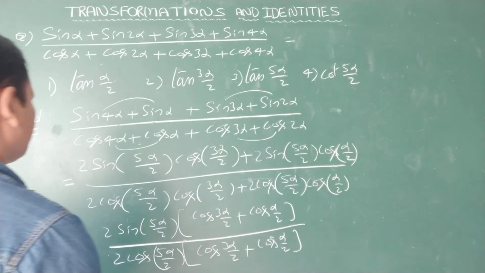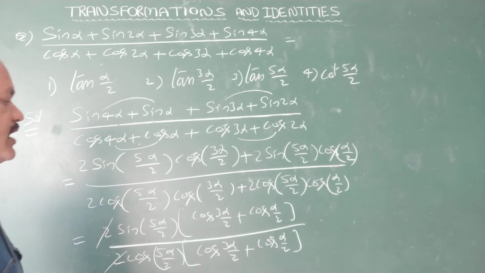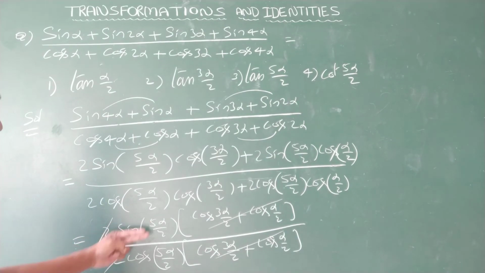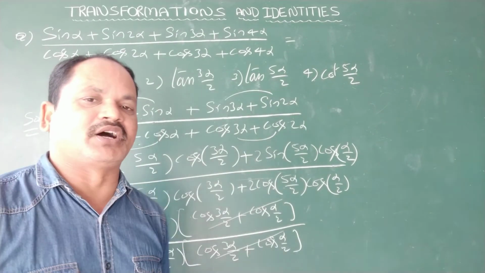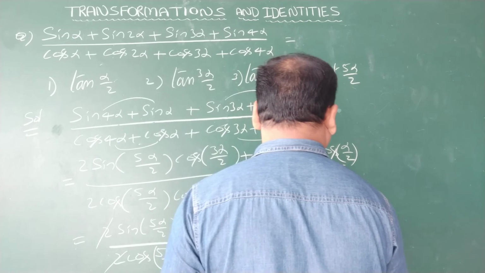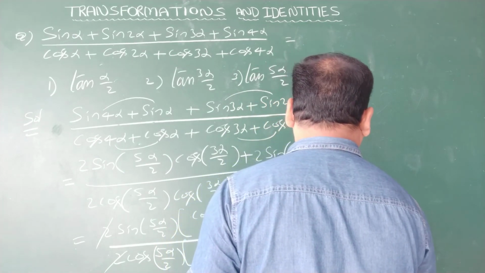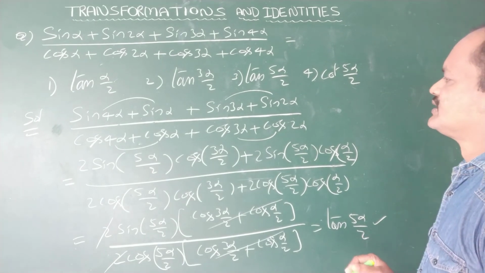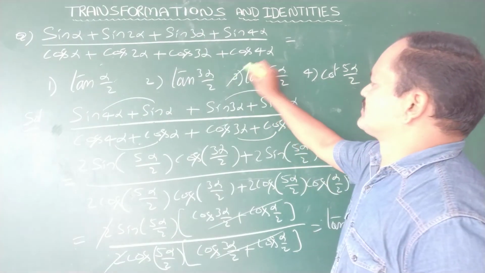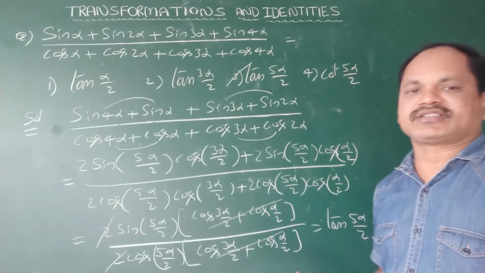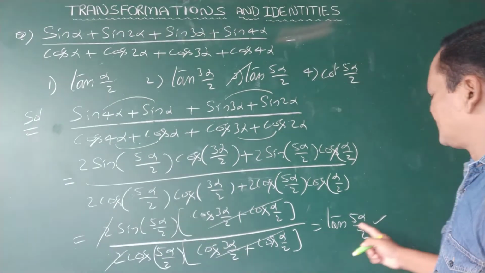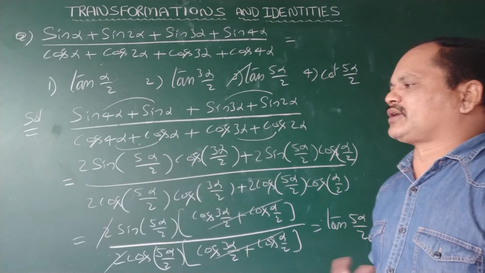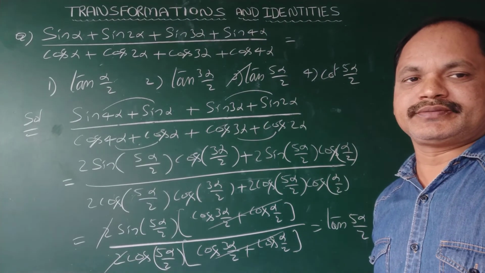So in both the numerator and denominator the 2 gets cancelled and this term gets cancelled. Remaining is sin 5 alpha by 2 over cos 5 alpha by 2, which is nothing but tan 5 alpha by 2. So the result of this one is tan 5 alpha by 2, which is the third option. Now we are going to one more question based on this concept.